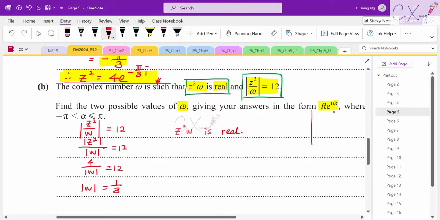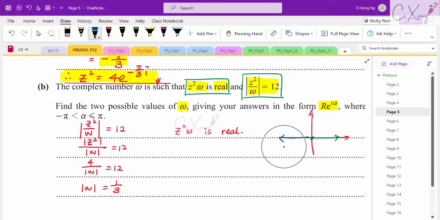When we have a real number, it means that the complex number should be lying on the x-axis, either this one or the blue color one. So z square W is real, which means you have 0i. If you have 0i, the complex number lies on the x-axis, either the green color part or the blue color part.